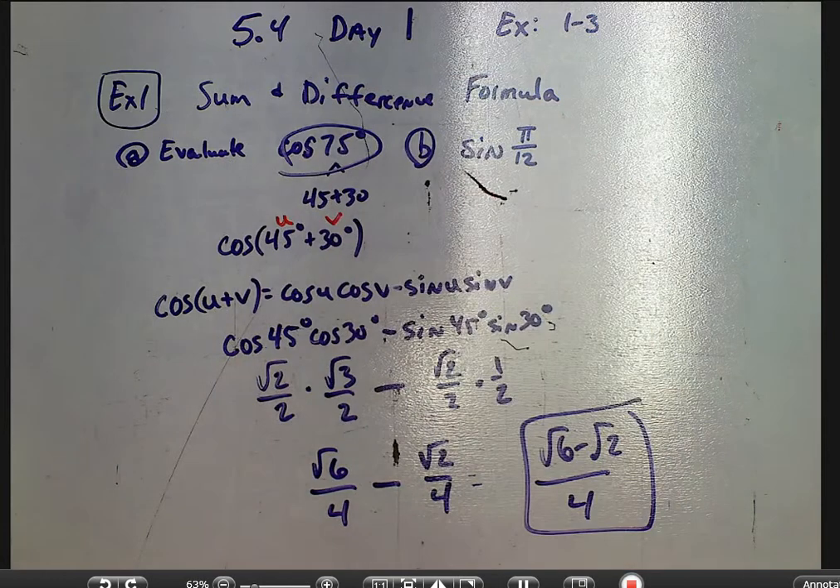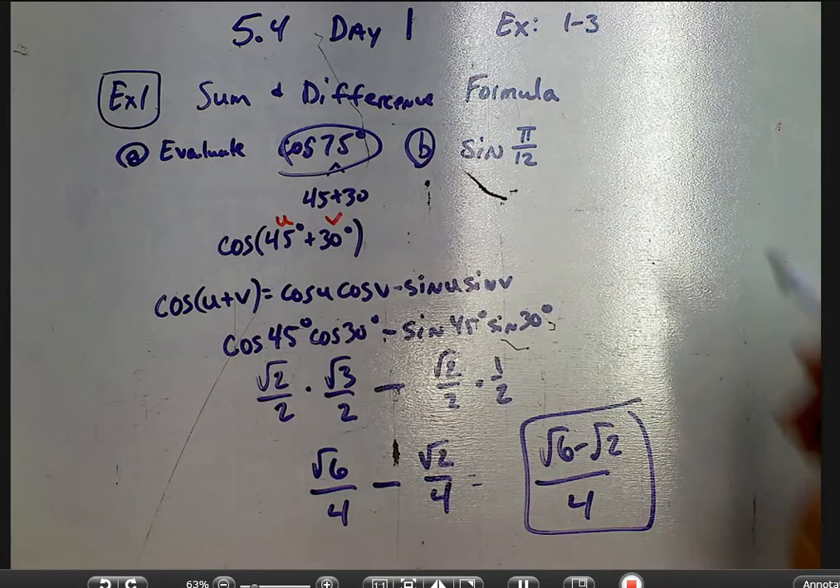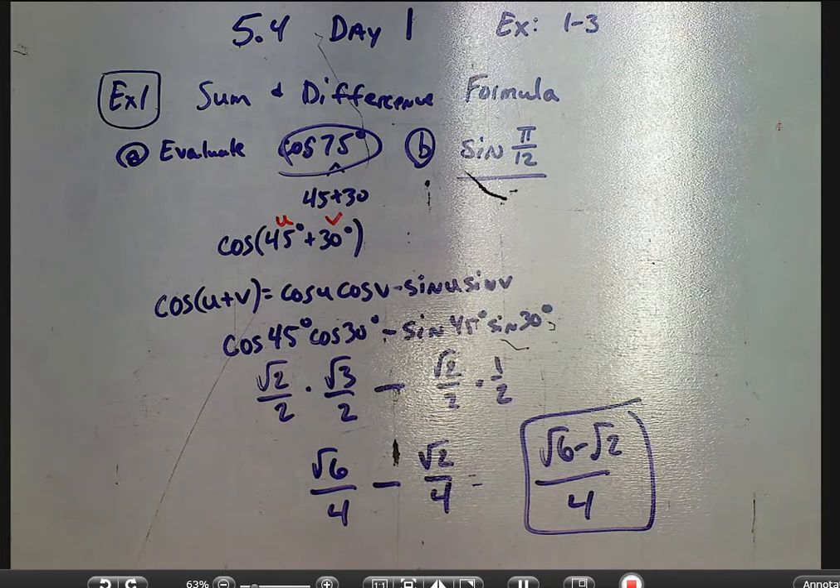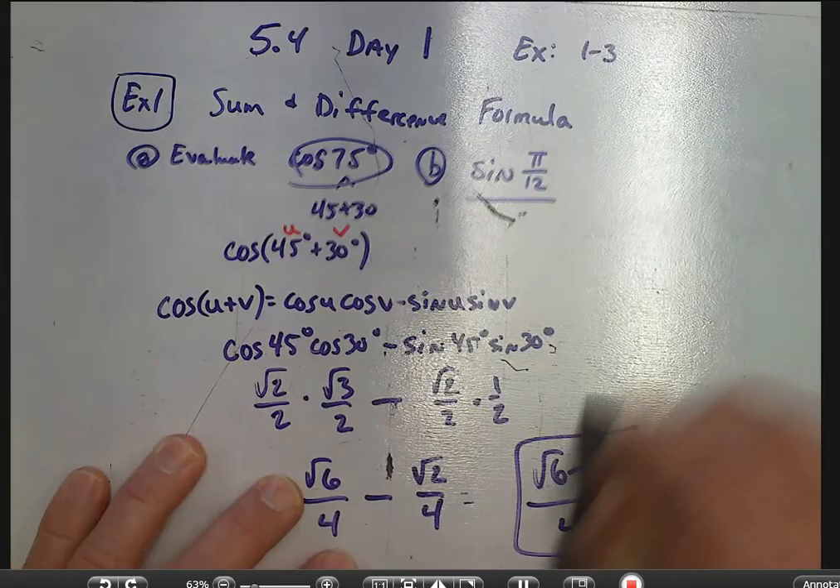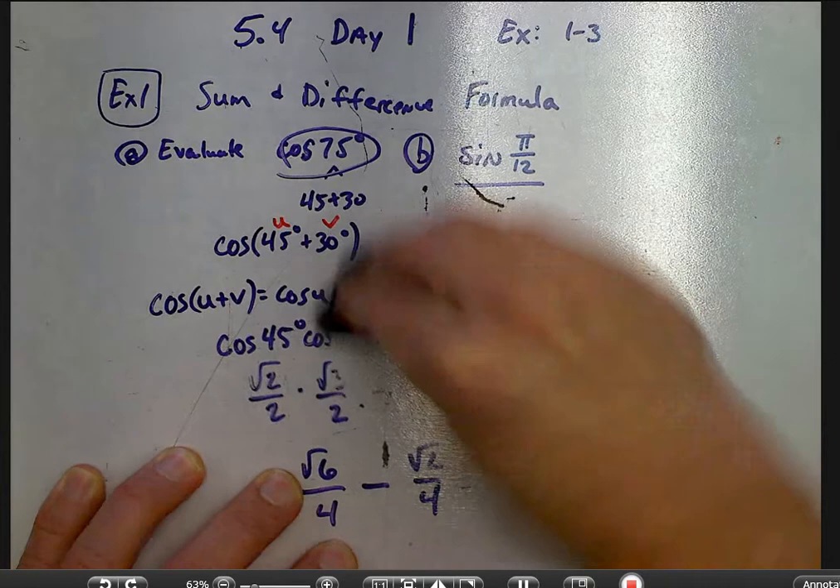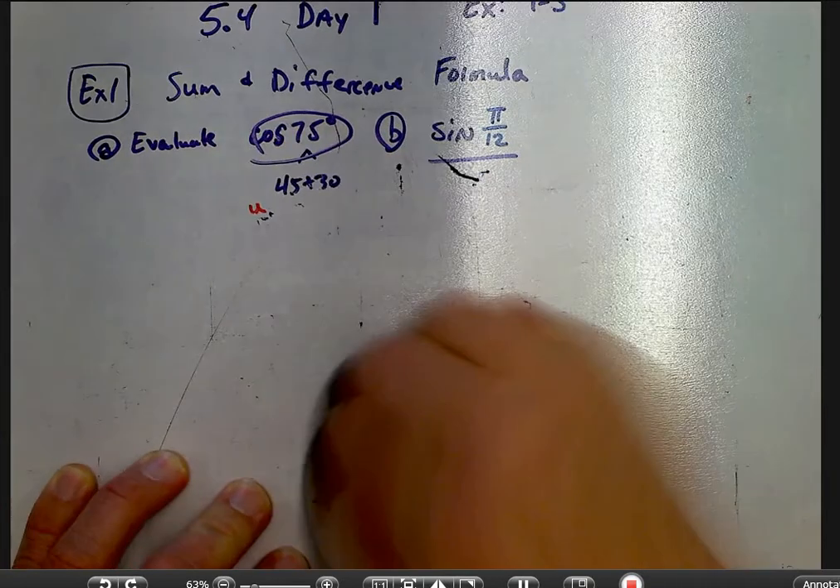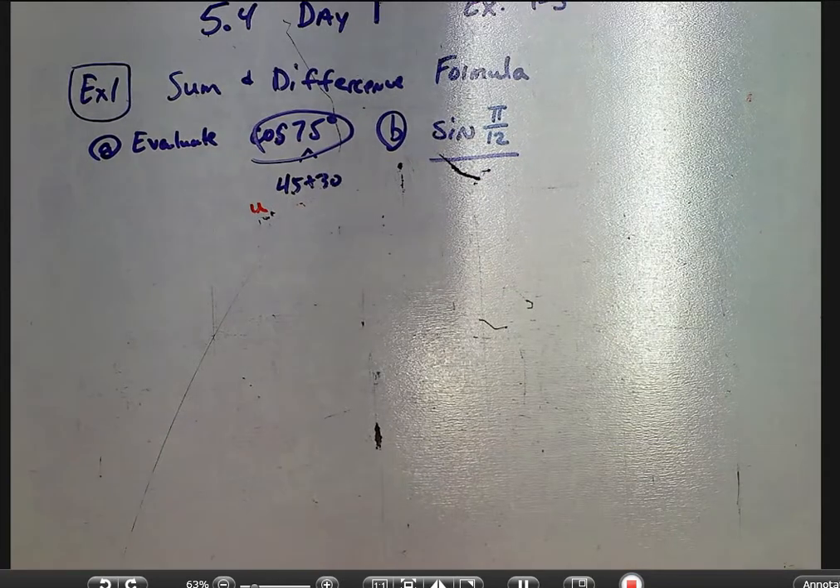Okay? Let's do one with sine. Sine of pi over 12. I'm going to erase a little bit so I have some more room here on the board. So if you need to press pause to catch up, go ahead. Sine of pi over 12.